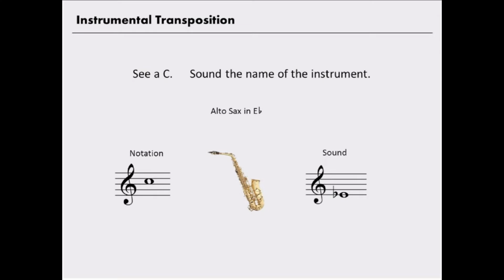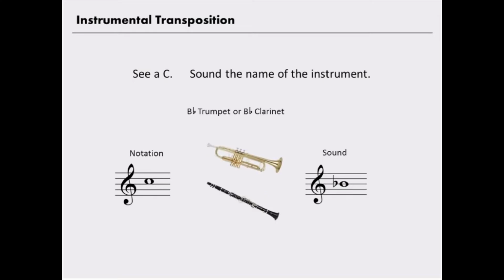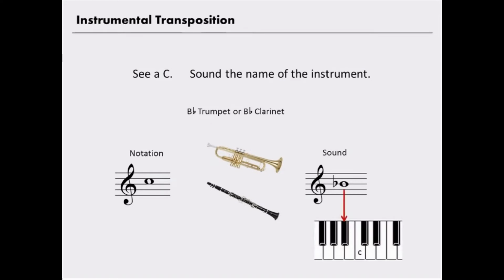So let's think clearly here about what's happening. When a B-flat trumpet player sees a written C in the score, she fingers a C, she plays a C, but the sound she makes is a B-flat. Or if you played that note on a piano, it would be a B-flat. So she's seeing a C, reading a C, for all practical purposes playing a C, but the sounding pitch is B-flat.